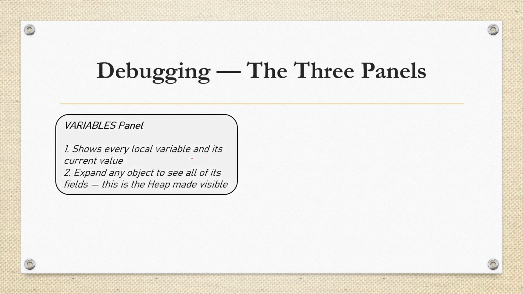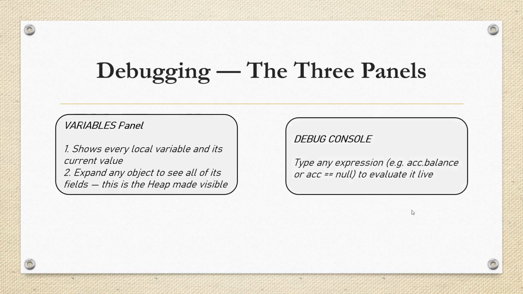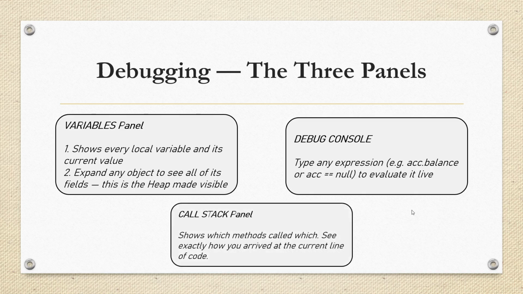Here are the three panels that we just explored. So we've got the variables panel, which just shows us everything in scope. We also have the debug console at the bottom, and you can also use it to type expressions and see the values. And as you noticed, you are able to see some of the values. We also have the call stack, which shows which methods call which, and we see how we arrive at the current line of code. So debugging is how you write serious software. So we'll practice this in one of our labs when we meet.